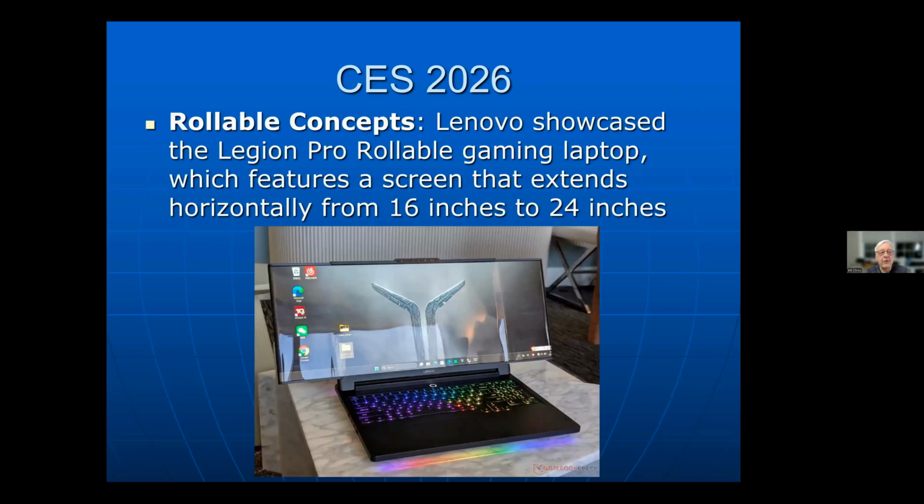And finally, we have this Lenovo Legion Pro rollable gaming laptop. It has a screen that extends horizontally from 16 to 24 inches, as you can see here in this picture. This is just three of many things at CES that are just fascinating.